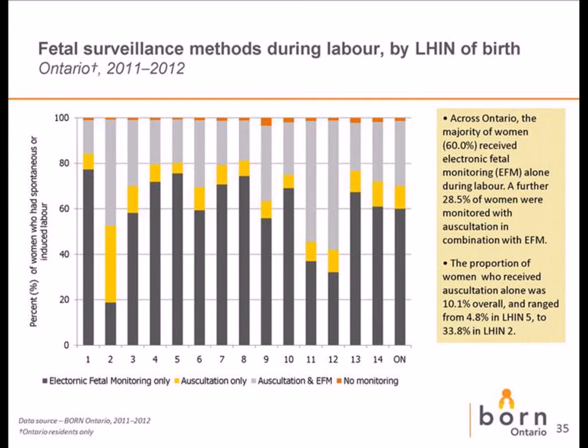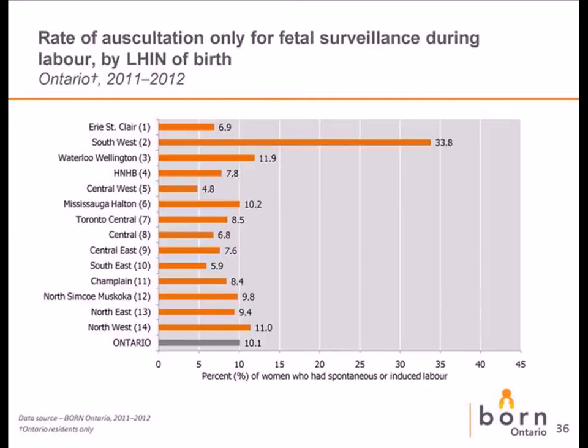And so the clinical practice guidelines say for low-risk women, for the vast majority of those women, intermittent auscultation should be used as a primary method of fetal surveillance. And we can see that that's not happening in a lot. And I'll break this down a little bit further for you. And so here you can see the rate of auscultation only for fetal surveillance during labor by LHIN of birth, and certainly the Southwest group stands out there as having managed to find a way to do this more often than anybody else.